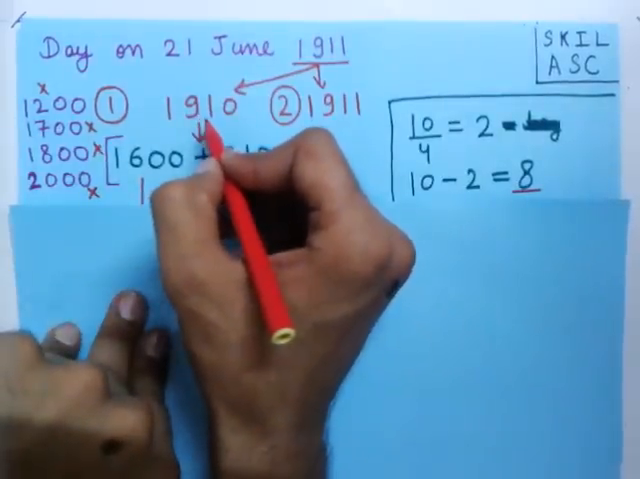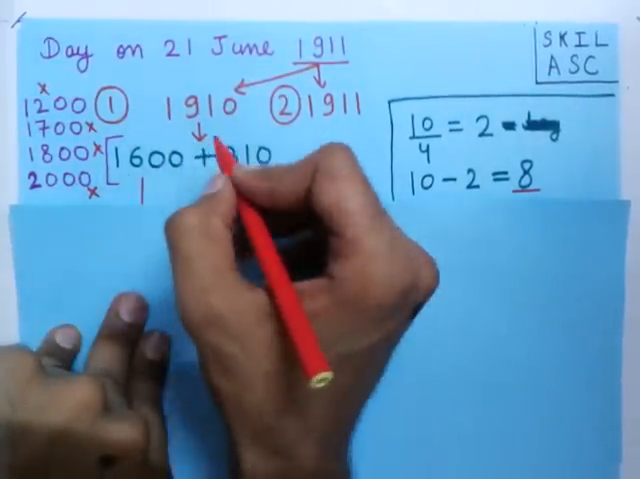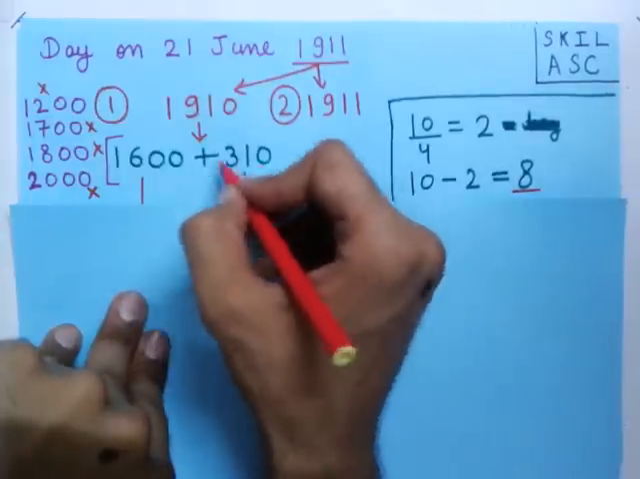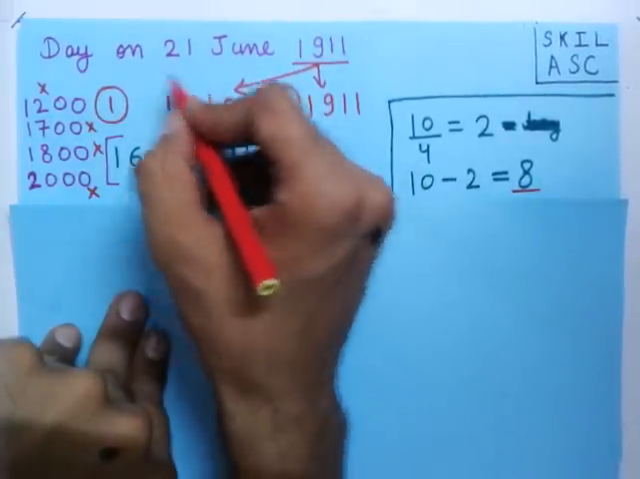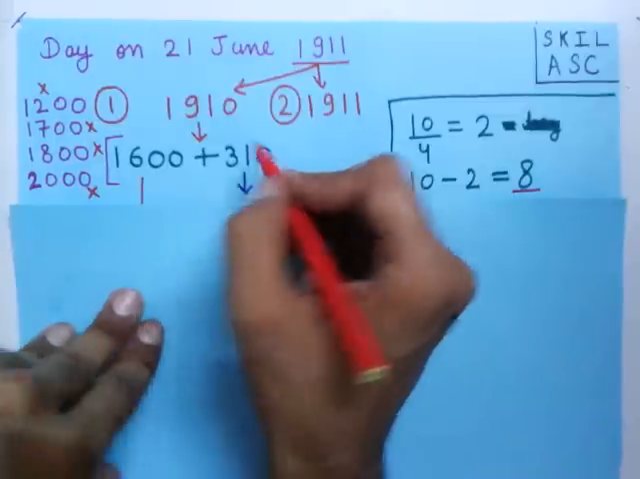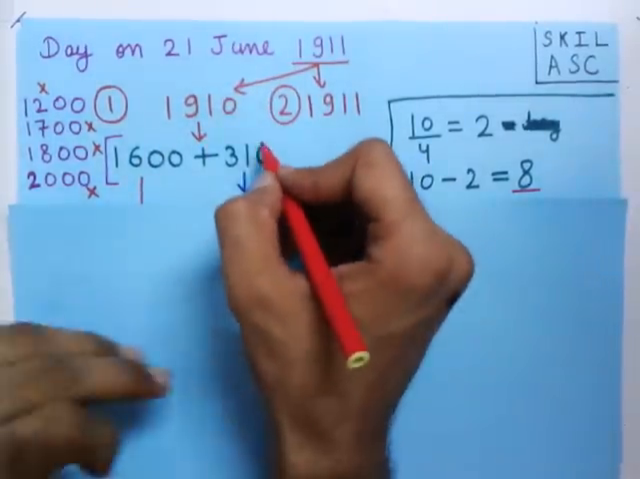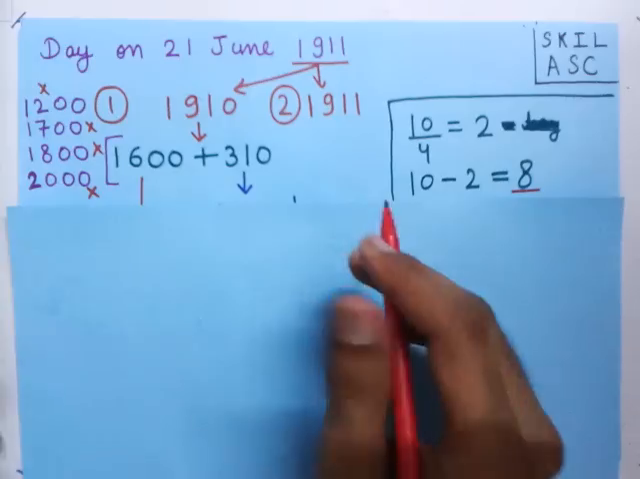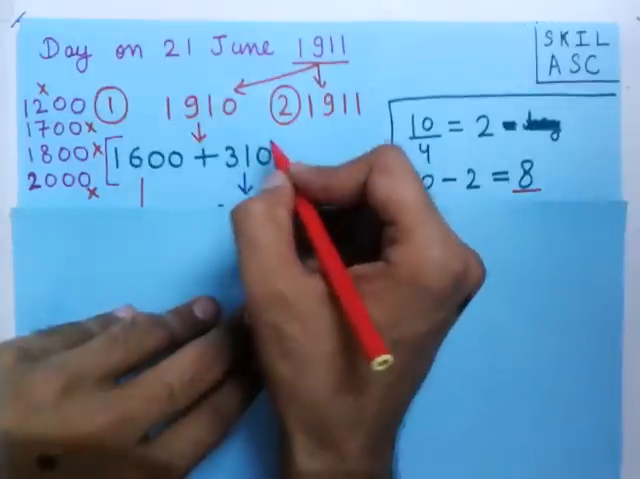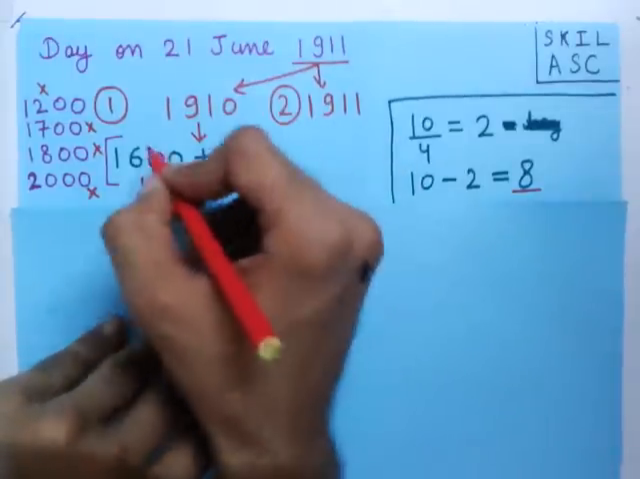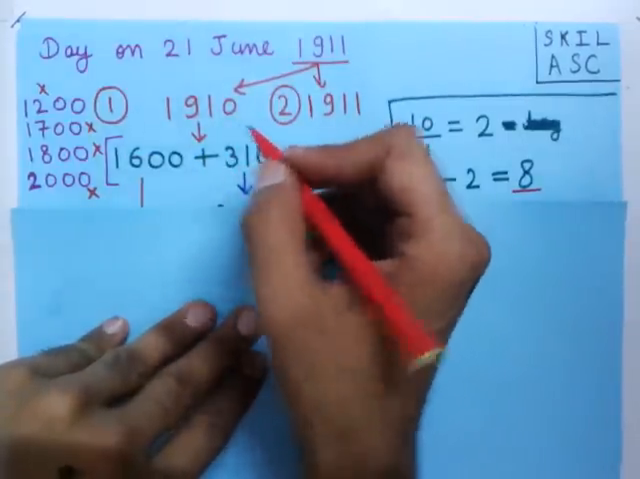Now we go ahead. Once we have taken out the required year, then the remaining years we will write here. If we take out 1600, then the remaining years are 310. If you add these, you will get 1910. So we write remaining years here. Okay. Now the next step is to divide again this year. We don't need to divide this year. We need to divide this year. Now how we will divide?